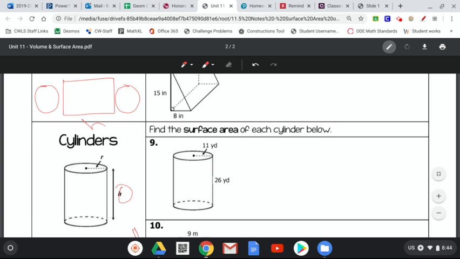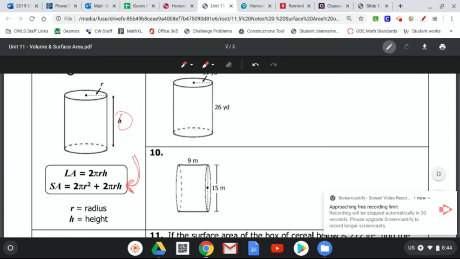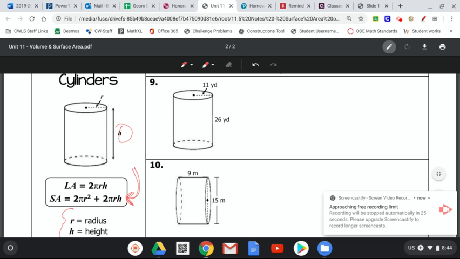So for this one, what we need to know is right down here, the radius and the height, okay? So we are going to find the radius and the height, and we should be good to go. In this one, pretty simple. Radius is 11 and height is 26. So our surface area formula is just 2 pi r squared plus 2 pi r height.